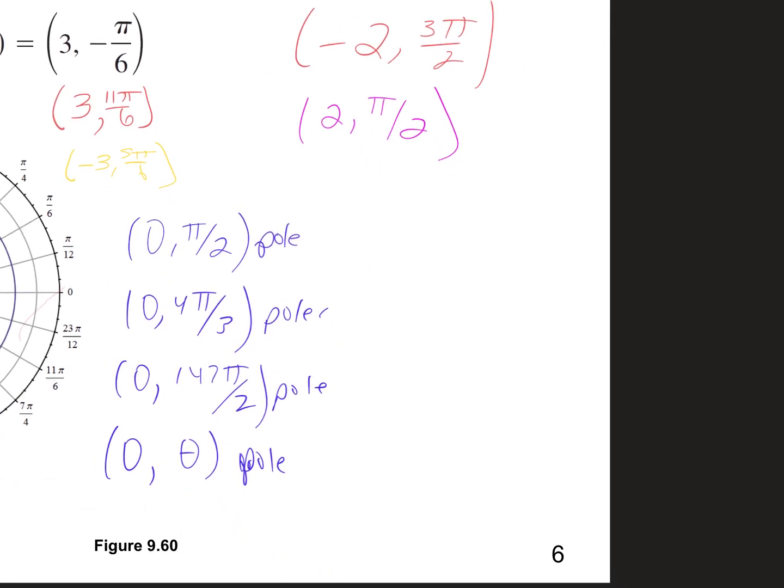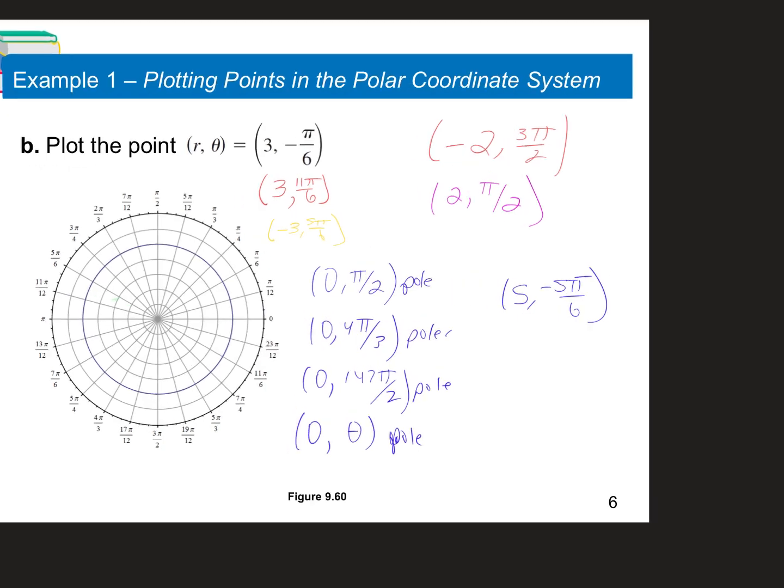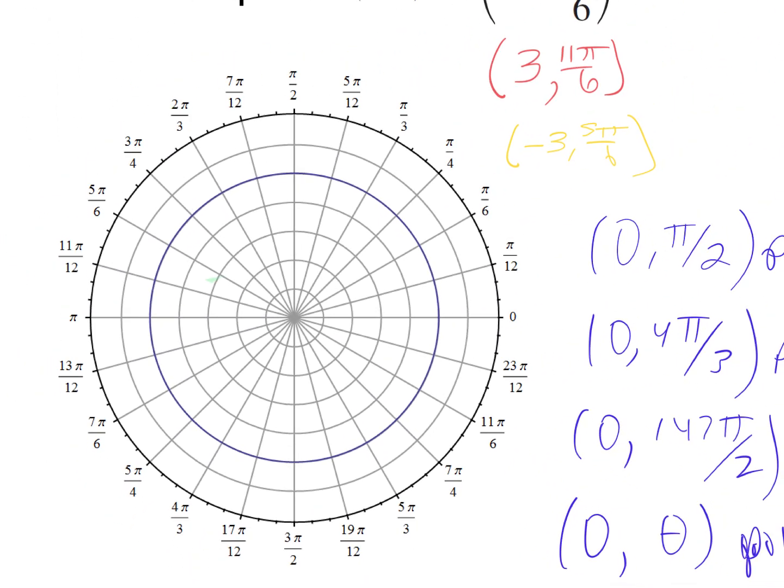Let's do another one. What about if I said 5, -5 pi over 6? Well, first of all, where is -5 pi over 6? We have to find out where the positive one is and then go backwards, right? Or some of you can just figure it out. That's fine. So positive 1, 2, 3, 4, 5, 6, 7, 8, 9, 10. So I'm going to go 10 backwards. 1, 2, 3, 4, 5, 6, 8, 9. Whoop, where are we? 7 pi over 6. So now I see it's right here.